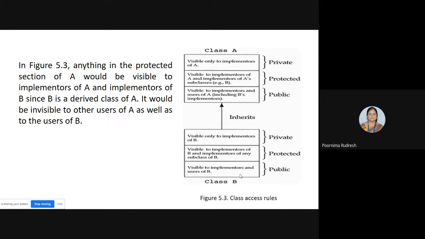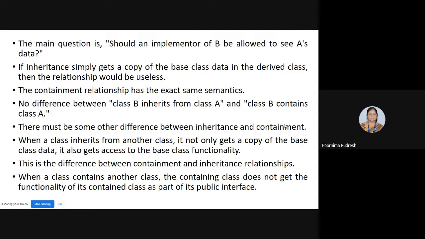Now as I said, when it is declared in the protected or in the public area, then the class A data will be visible to class B objects, right? Class A data is visible to class B object. Then my question is, should an implementer of B be allowed to see A's data?